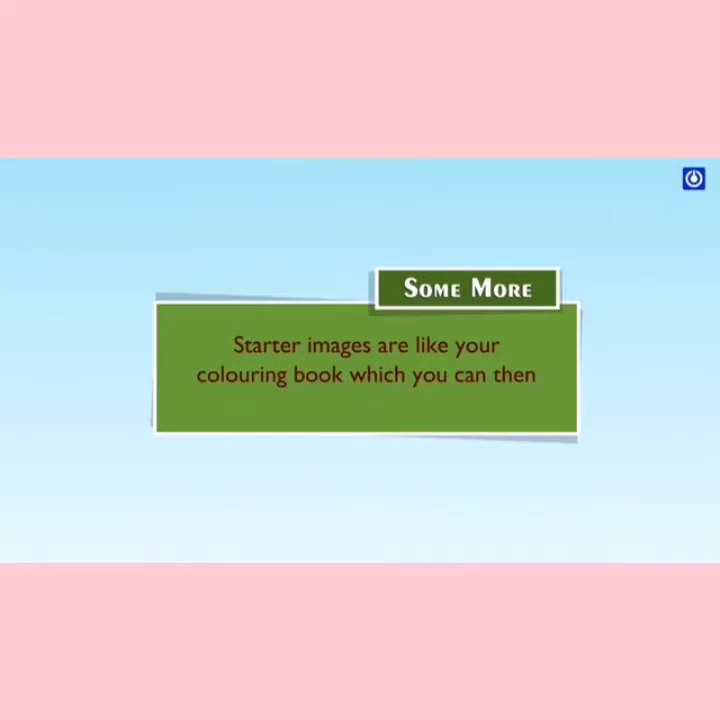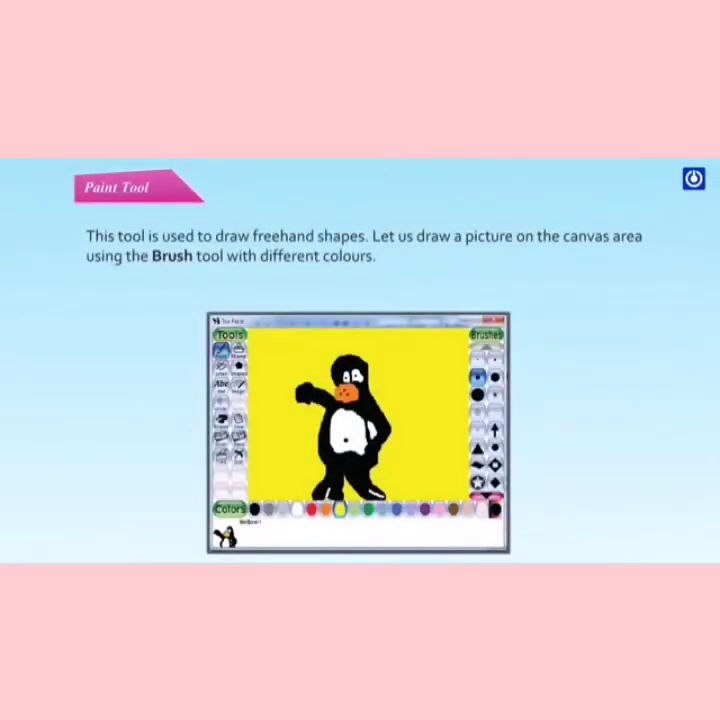Children, next we are going to learn about the next tool, that is the Paint tool. This tool is used to draw freehand shapes. Let us draw a picture on the canvas area using the brush tool with different colors. Step 1. Choose a solid background to draw an image on. Step 2. Click the brush or paint button. Step 3. Choose any brush in the selector on the right. Step 4. Choose the color from the color palette. Step 5. Hold the mouse and start to draw a picture on the canvas area.